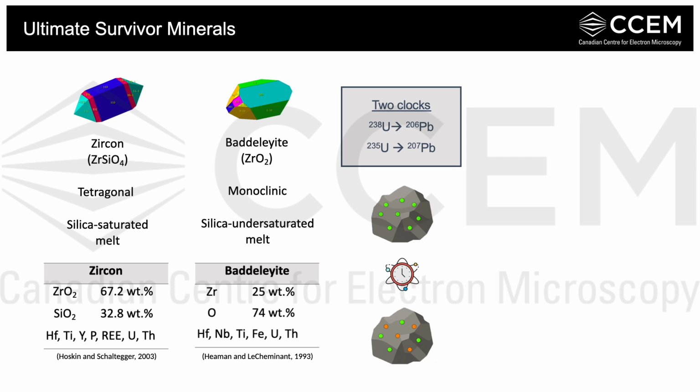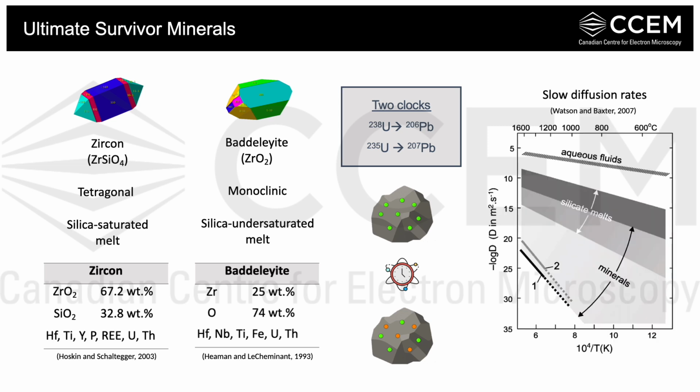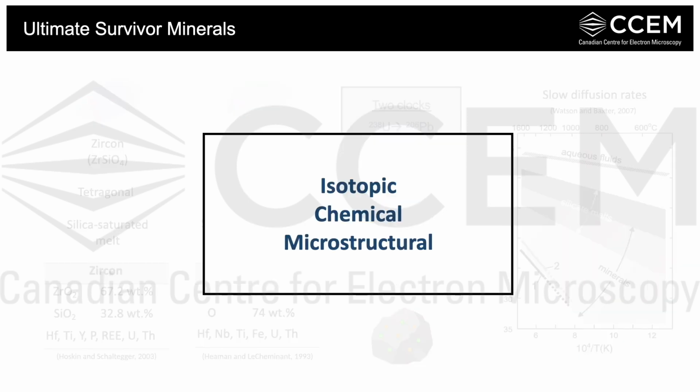So if you remember, uranium is incorporated into our mineral's lattice, and then over time it decays to lead. So assuming that this has remained a closed system, we can take a ratio of our uranium and lead and determine how old these minerals are. So you can imagine that the strong nature of these phases and the extremely sluggish diffusion rates of trace elements, including uranium and lead and our rare earths, make these grains the ultimate survivor minerals, as they can preserve robust records of chemical, isotopic, and microstructural information that are useful for reconstructing the evolution of early planetary crusts.